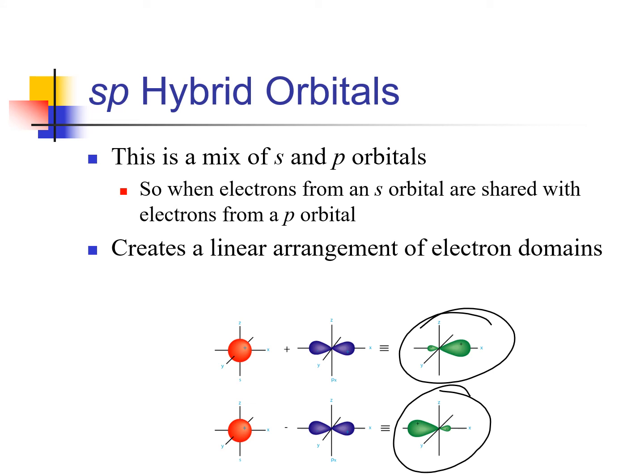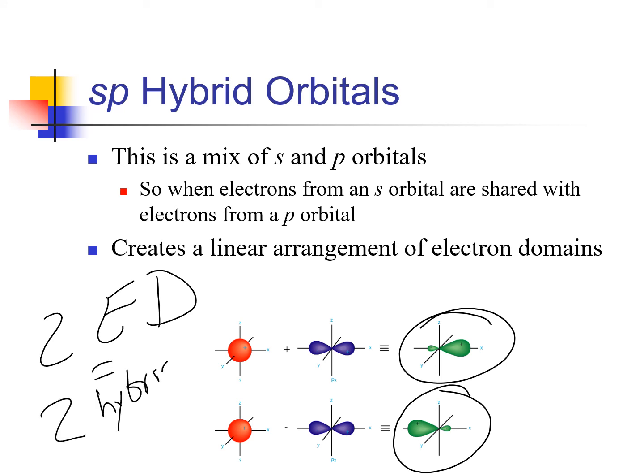So here's the deal. 2 electron domains equals 2 hybrid orbitals equals sp hybridization. And again, sp, there's 2 things there.